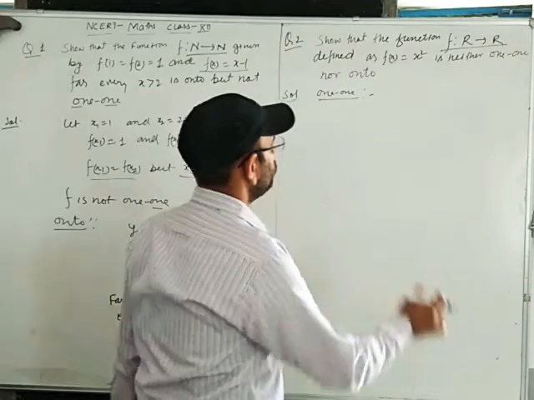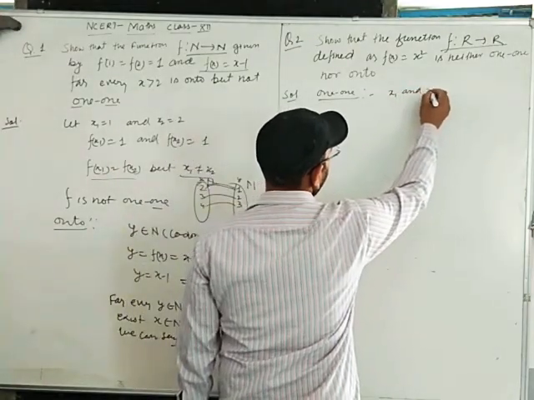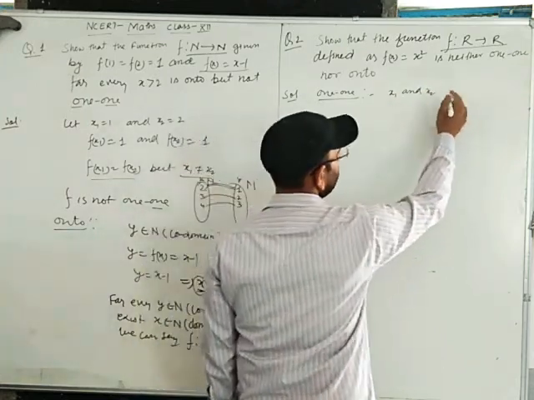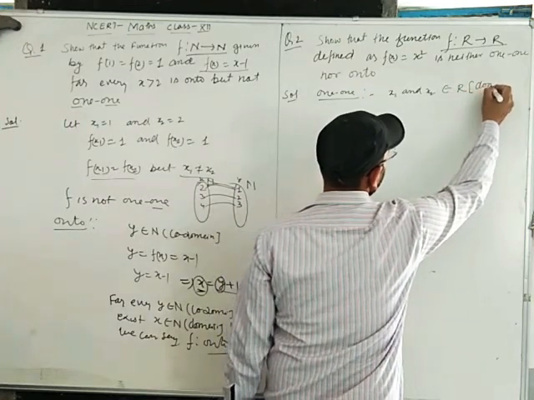Clear? So we let again x1 and x2 be two elements belonging to the real numbers, and that is the domain.